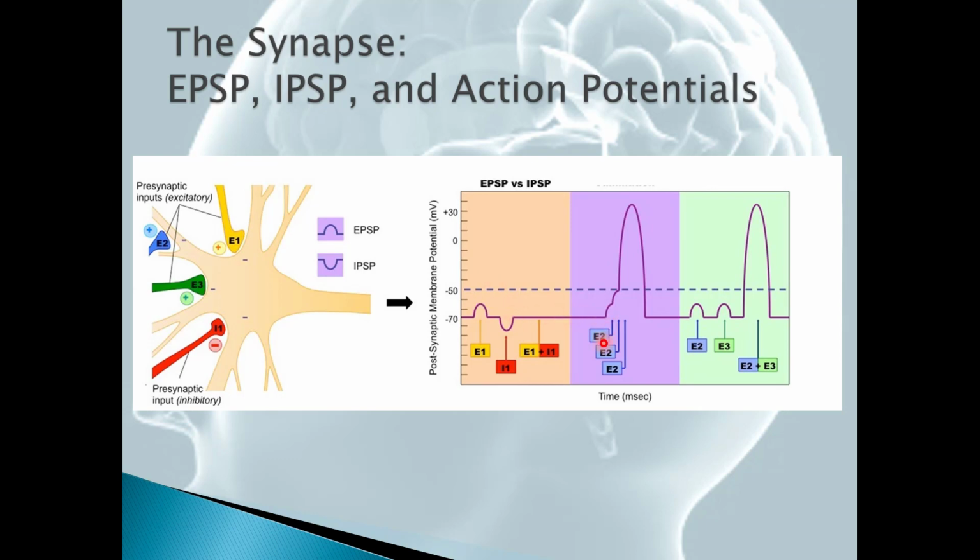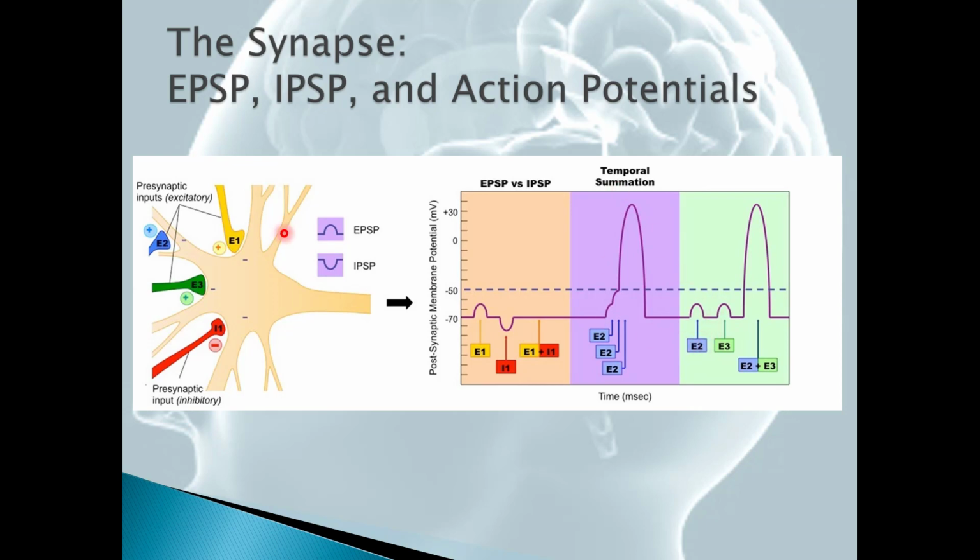Now E2 fires in rapid succession. E2, E2, E2. Temporal summation gets the cell to threshold and has an action potential occur. So again, 1, 2, 3 in rapid succession at the same place is temporal summation.